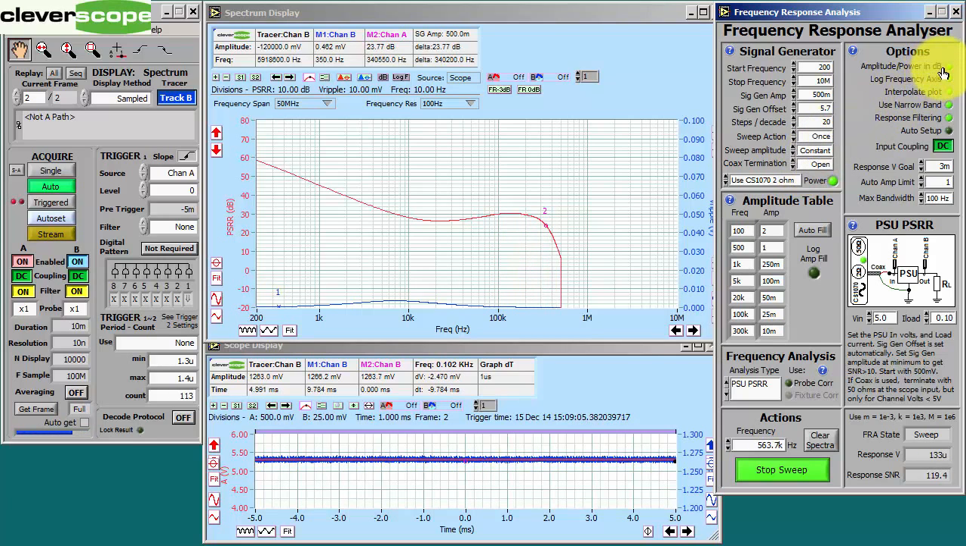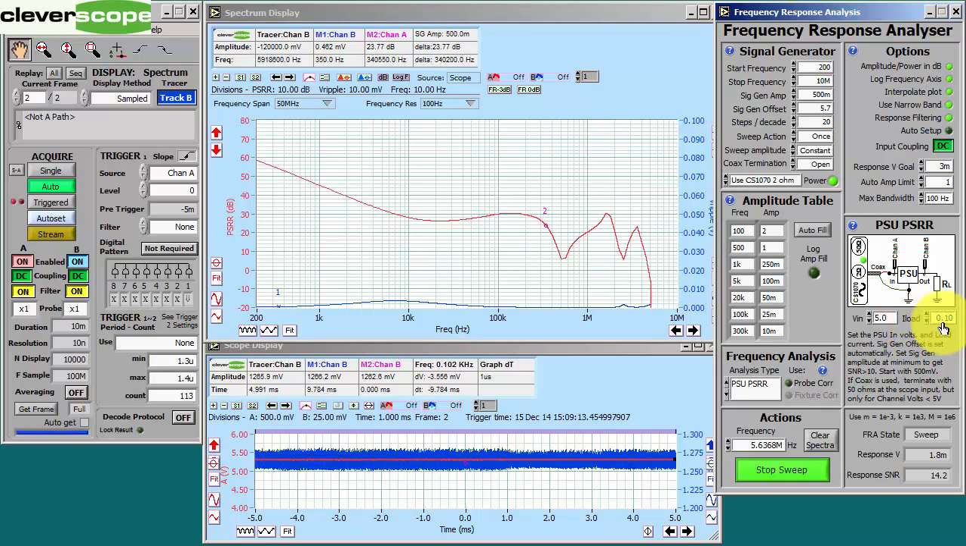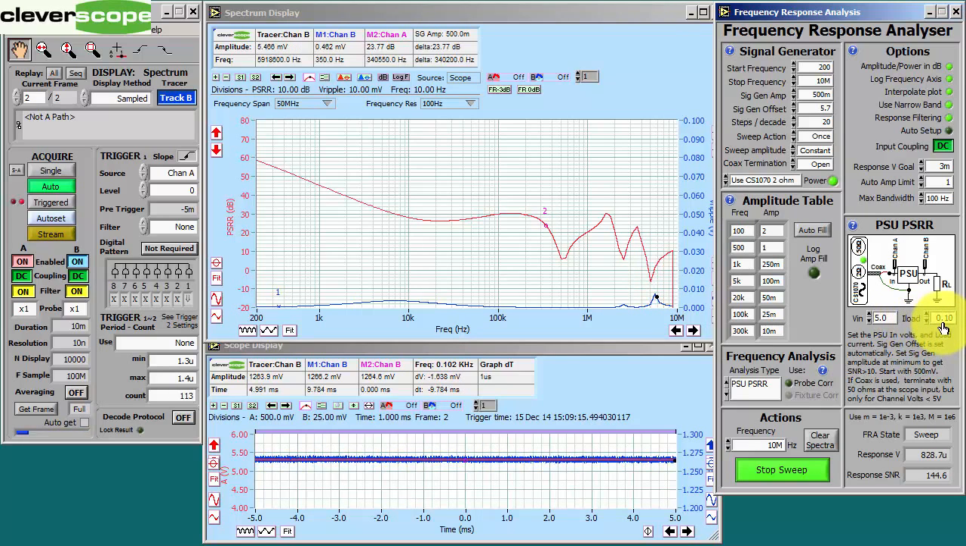We're also looking at dB. The input voltage to the power supply is 5 volts, and the load into the power supply is about 100 milliamps, based on about half an amp out, given the switch mode ratio.